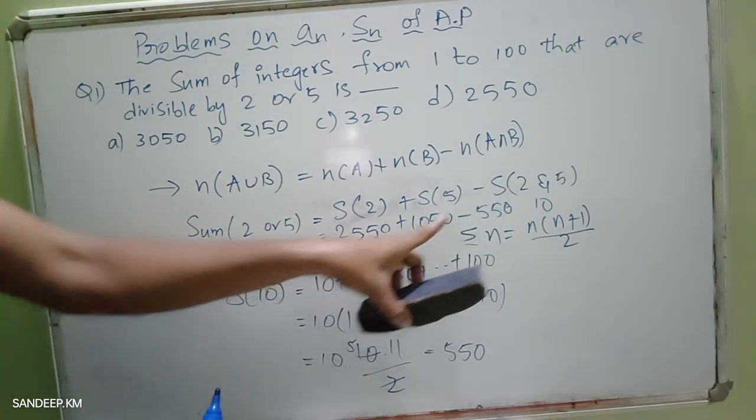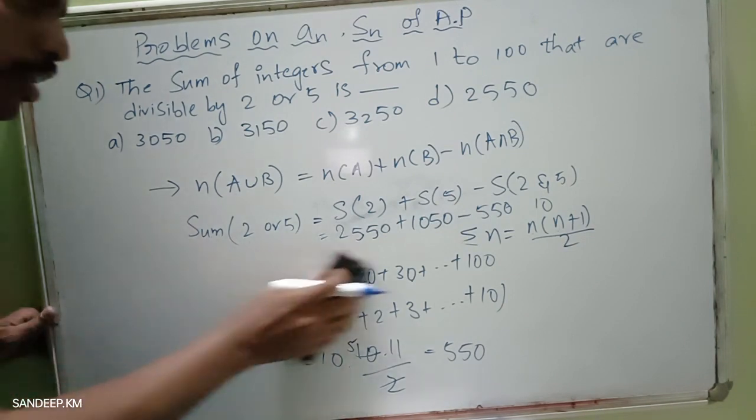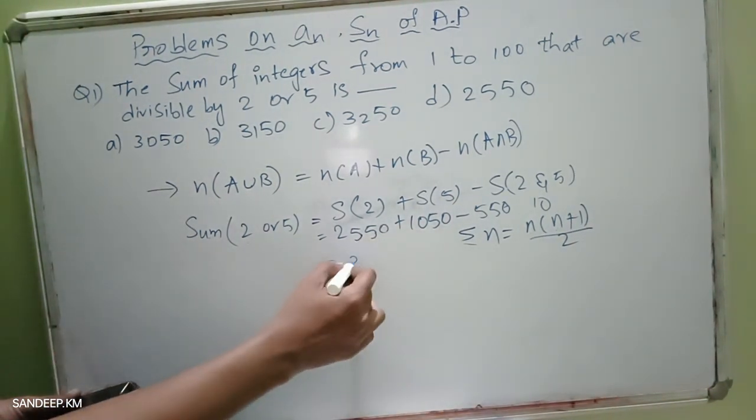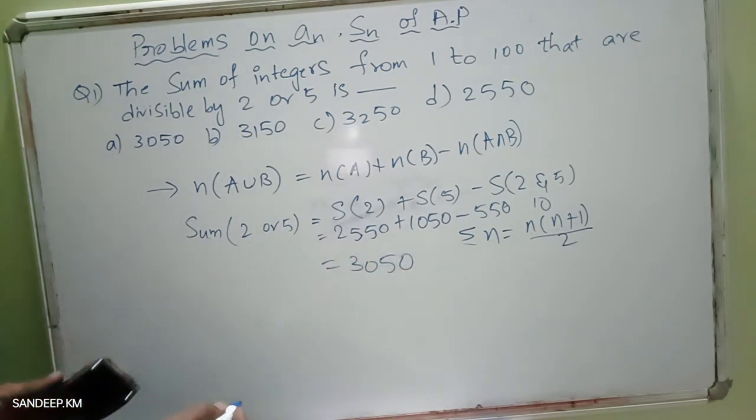2550 plus 1050 minus 550 is going to be 3050. So where is our option? First option. Okay. We'll go for the next question. Second question.